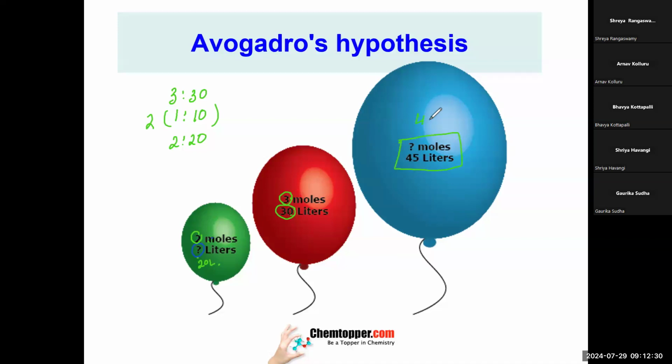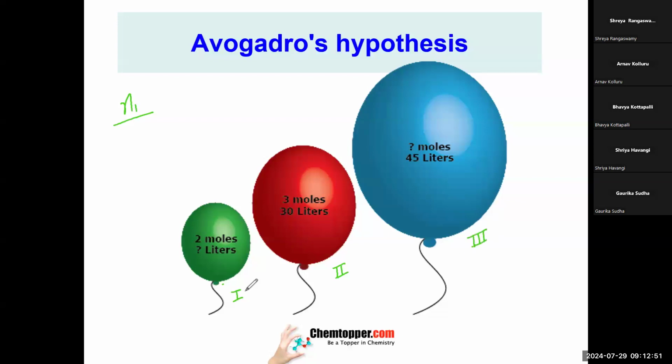Yes, this is 4.45 moles. Okay, so I can give you the equation for this also. The equation goes like this. The number of moles of the first balloon, this is the first balloon, this is the second balloon, this is the third balloon. The number of moles in the first balloon divided by the volume of the first balloon is equal to the number of moles of the second balloon divided by the volume of the second balloon, which is equal to the number of moles of the third balloon divided by the volume of the third balloon.